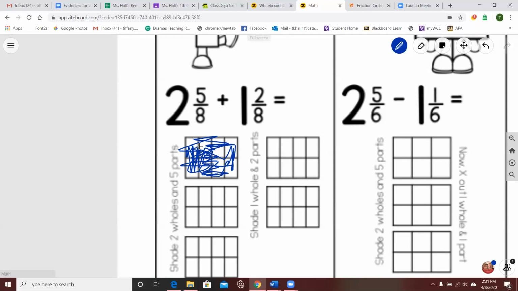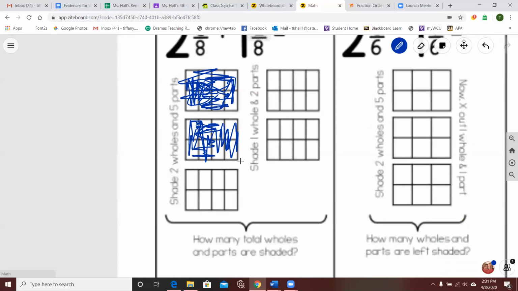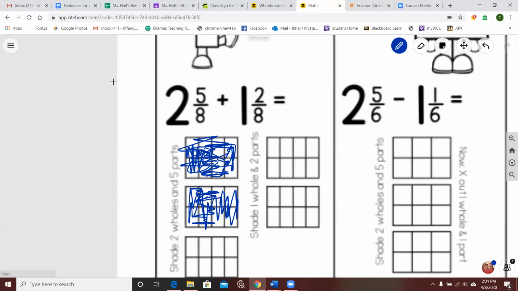Not the best little shader here, but this whole thing would be shaded in for one hole. But I need 2. Okay, so now I have 2 holes. But the problem says that I have 5/8 as well. So that means I've got to color in 1, 2, 3, 4, 5 pieces. So here is 2 and 5/8.